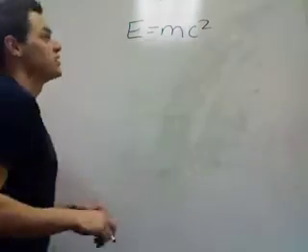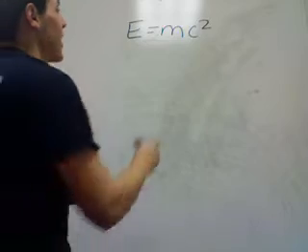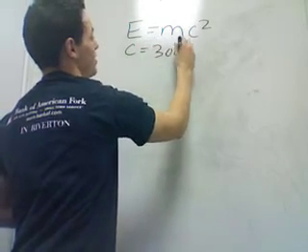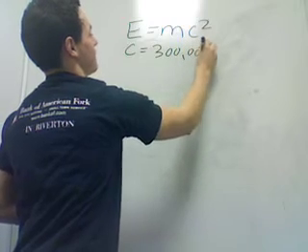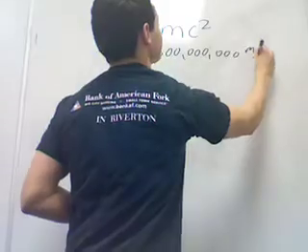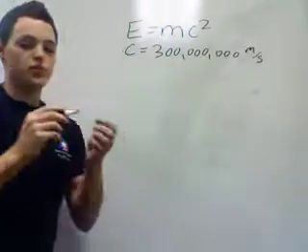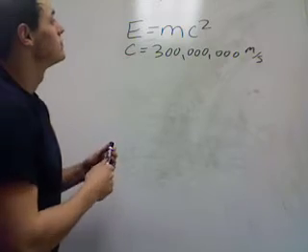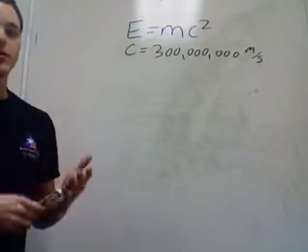And E is energy, and m is mass, and c equals 300 million meters per second. And this equation is important because it showed the relationship between energy and mass.